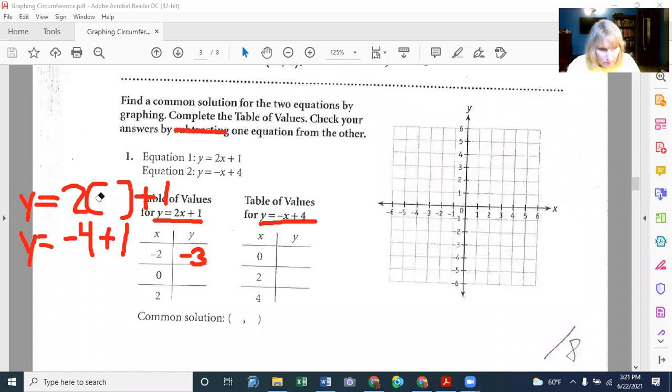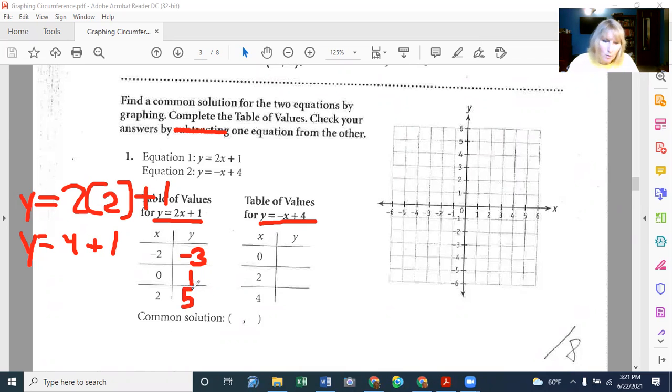And now this time instead of -2, I'm going to plug in 0. They tell us to plug in 0. So multiply first. 2 times 0 is 0. 0 plus 1 is 1. It's just 1. And then instead of 0, I'm going to plug in the 2. So now I plug in +2. So 2 times 2 is 4. And then I add 1 more. So that would give me 5. Y is equal to 5.